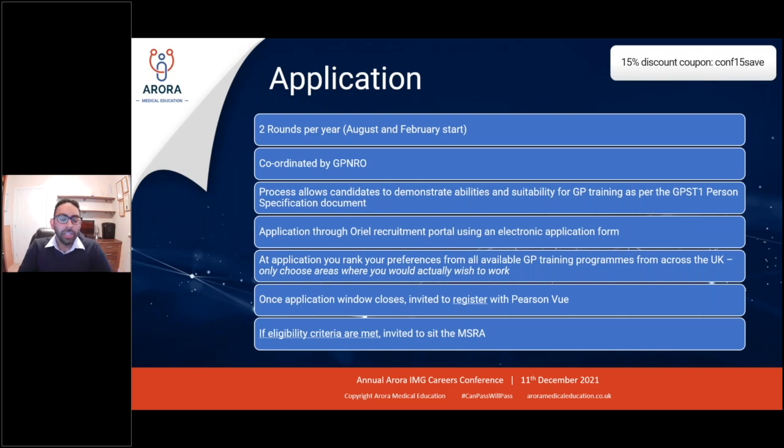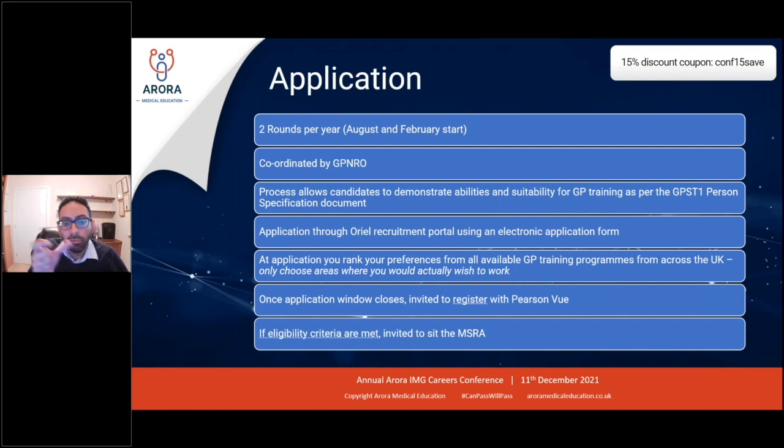So what are the key things about application? A bit like psychiatry that Shinazi was saying, there are 2 rounds per year. There's an intake for August, there's an intake for February. So for example, currently people doing MSRA in January this year are preparing for August 22 entry. There is another round that comes in February for February 23 start. We'll talk about some dates in a second, but generally there are 2 rounds per year.